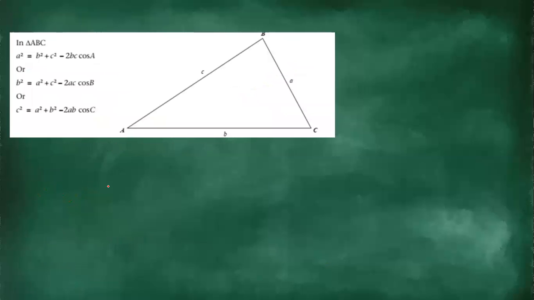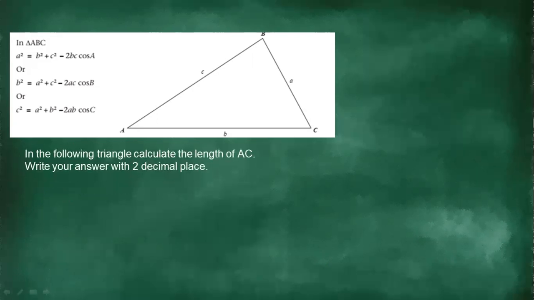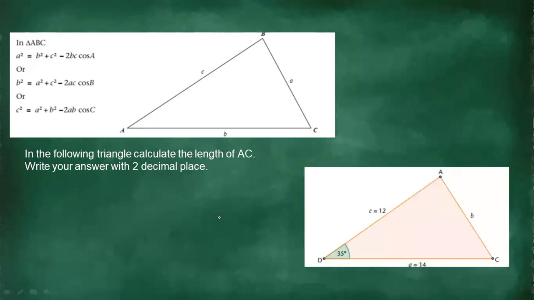And then we go to what is this one? Cosine rule. We're having cosine rule now. Let's have an example under cosine rule. In the following triangle, calculate the length of AC, write the answer to two decimal place. Let's see what we have.